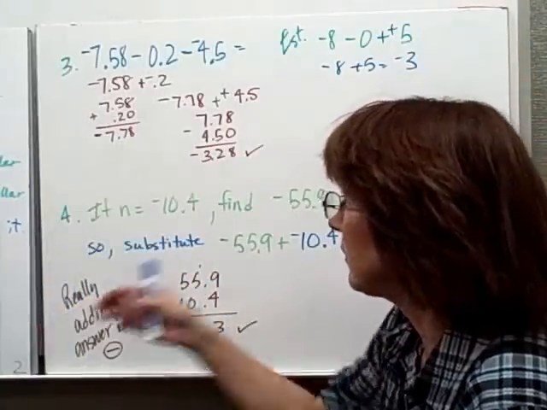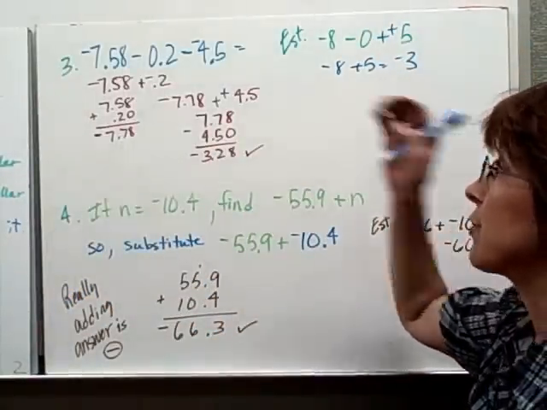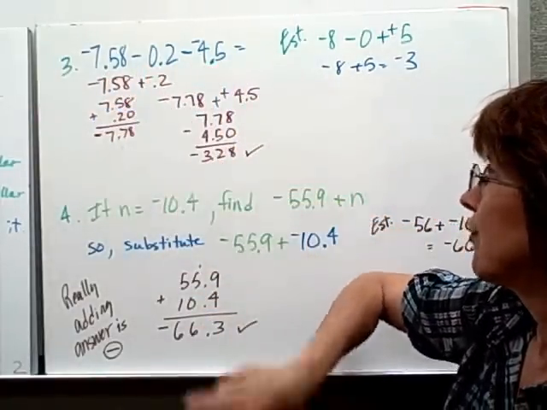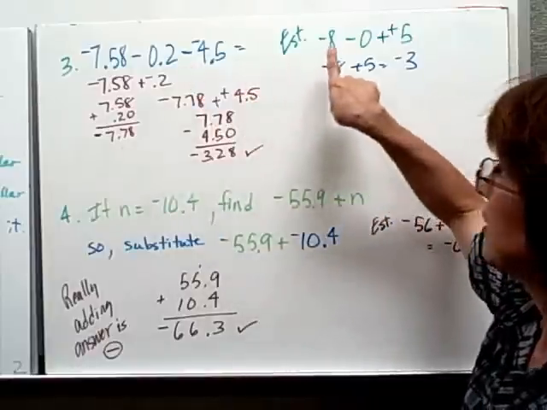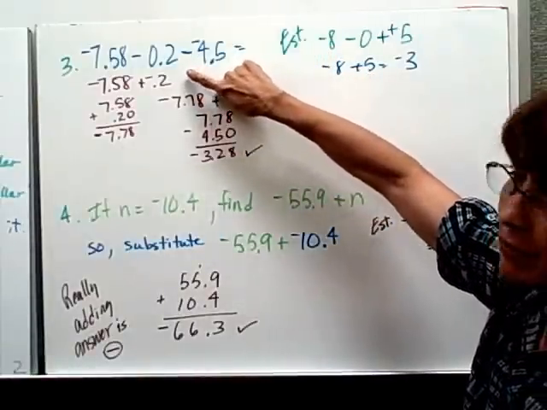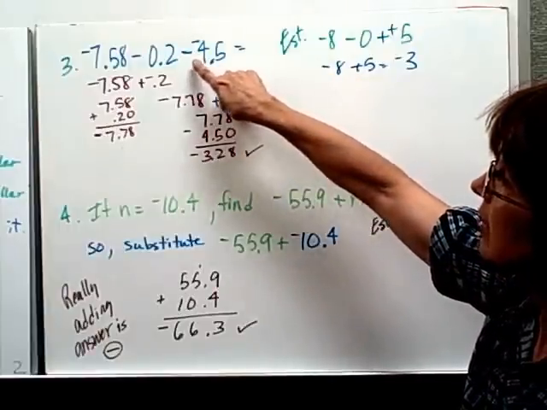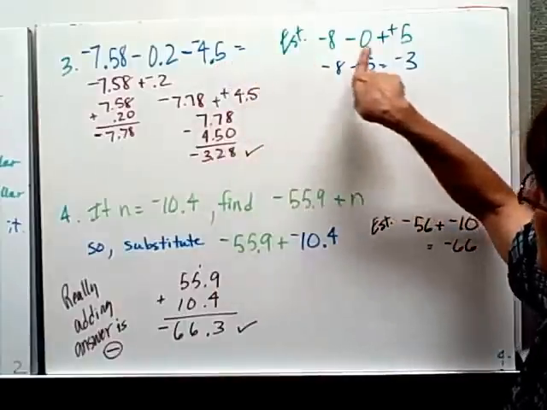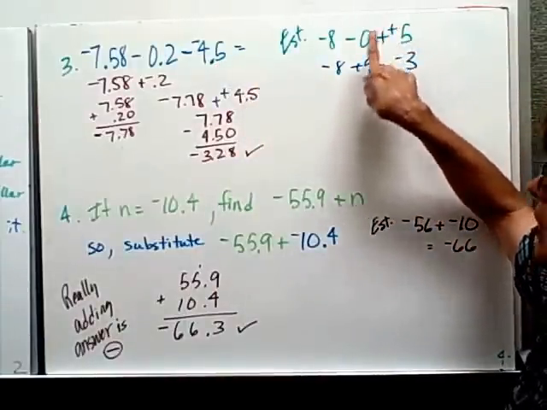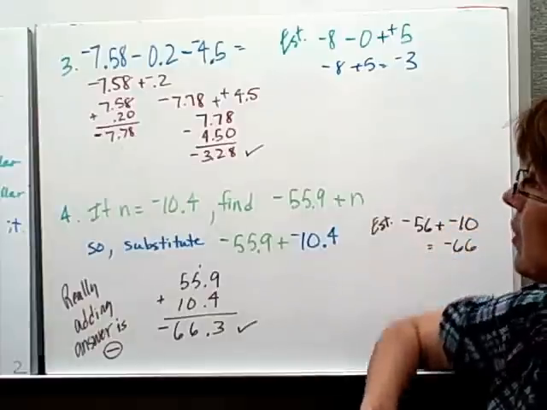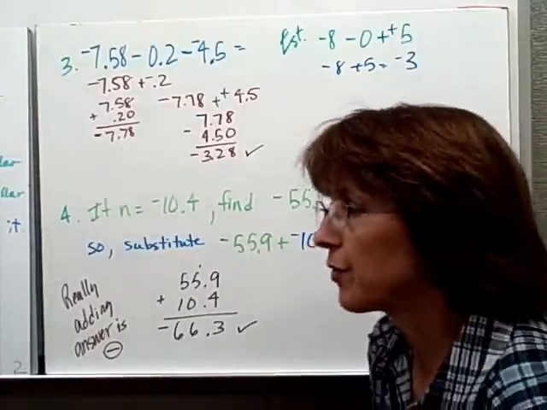Okay, number 3. This time we got 3 decimal numbers we're trying to add. So we're just going to do 2 at a time. First we're going to estimate. That rounds to about -8. This is about 0, so we're going to subtract 0. And this ends up being about -5, or minusing -5, which means to add the 5. So really I'm just going -8 plus 5, which is -3. Okay, so my answer should be somewhere around -3.